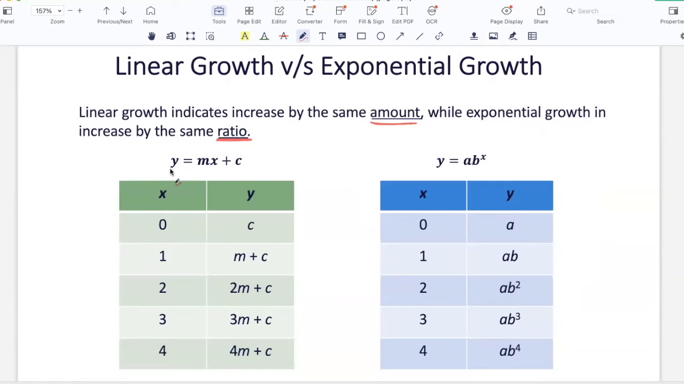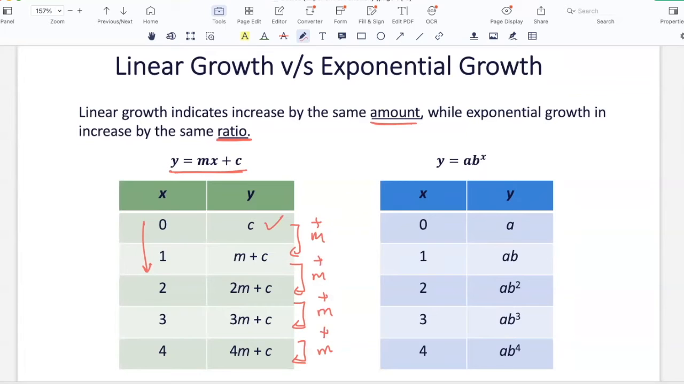So we know that the linear equation is y equal to mx plus c. So if I plot x and y, at x equal to 0, y is c, the y-intercept. At x equal to 1, y is m plus c. At x equal to 2, y is 2m plus c, and so on. So as I increase x, I notice that y increases by a constant m every time, right?